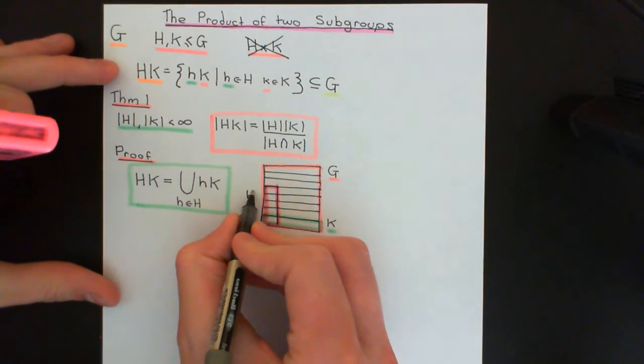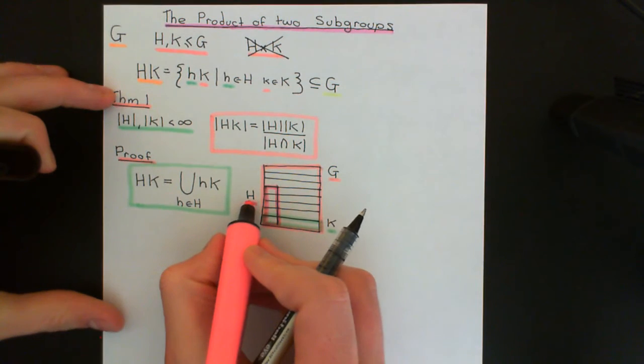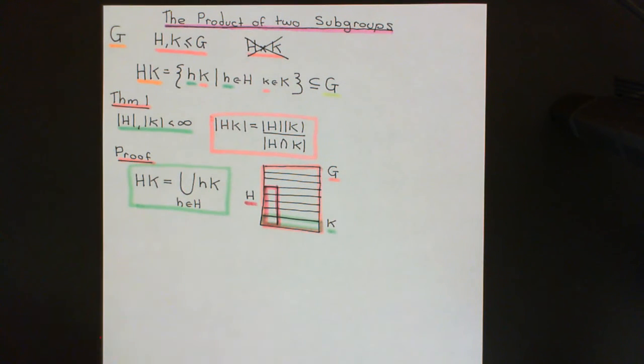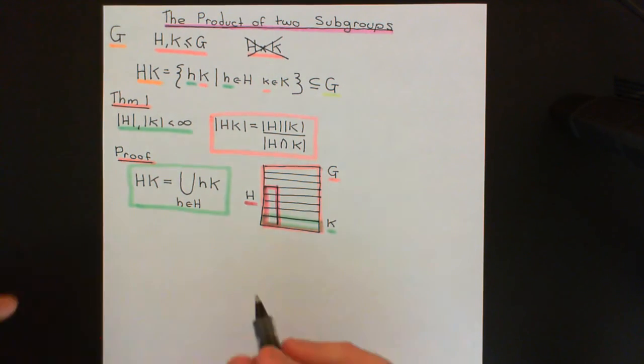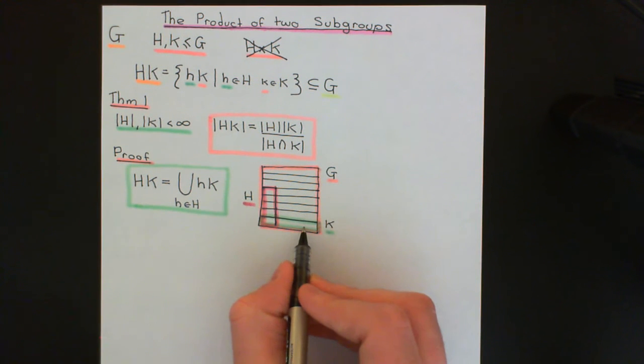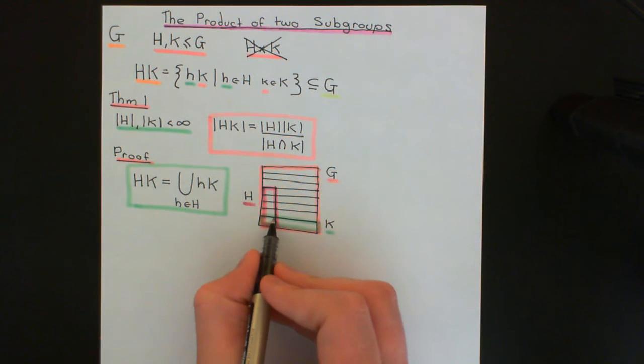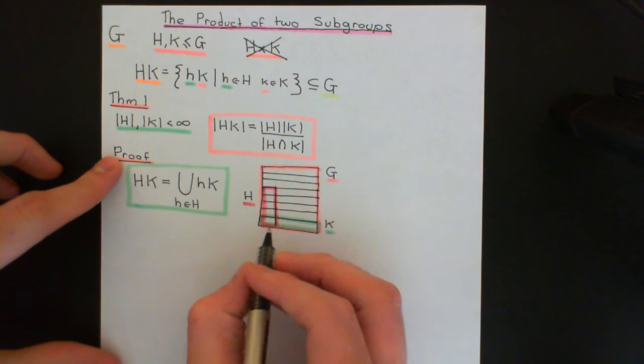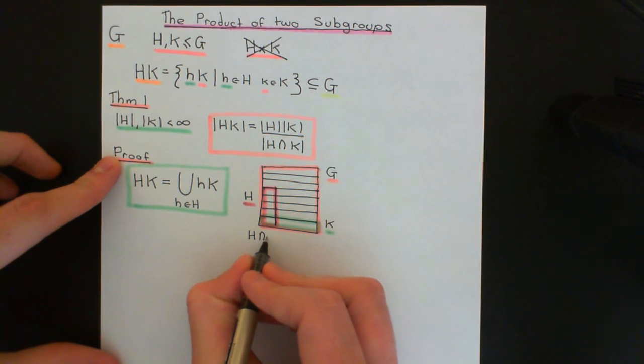Okay, so this is capital H here. And now, to actually construct the product of H and K, what we need to do is go through all of the left cosets of K that contain elements of H. So we'll start with this portion here. Of course, this is the intersection of these two subgroups, which I'll call H intersection K.